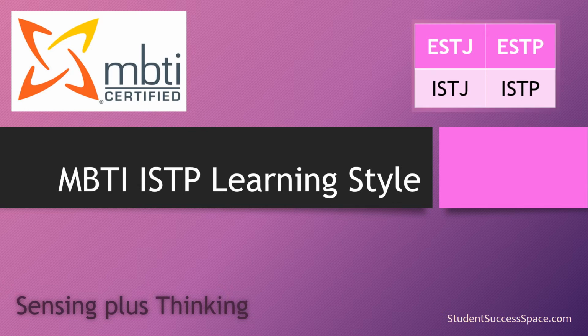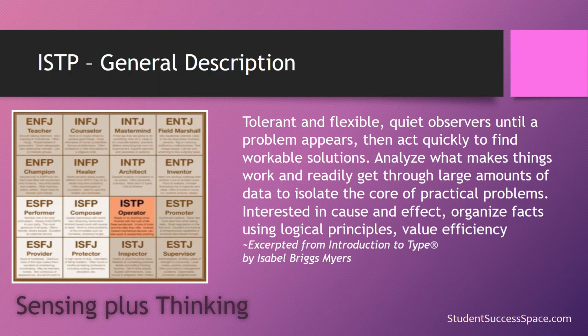And the ISTP is really seen as more of a confident, independent, very determined individual. So their general description is that they're tolerant, flexible, quiet observers until a problem comes. And then they're going to really jump in and find a workable solution. They analyze, they readily get through large amounts of data, so they're data people. They like to isolate the core of problems, and they're interested in cause and effect. They are going to organize any kind of facts very quickly, and they value efficiency.